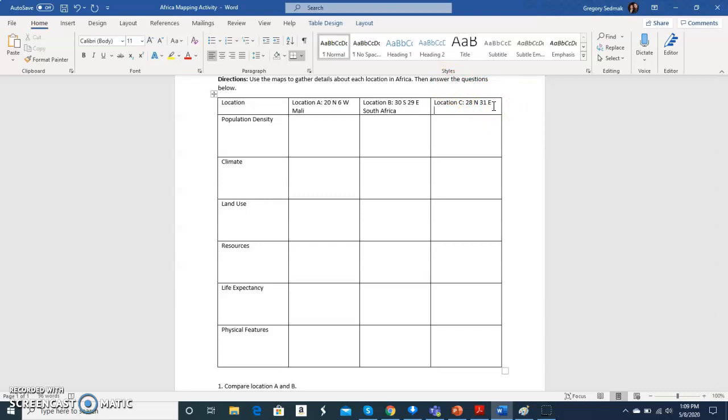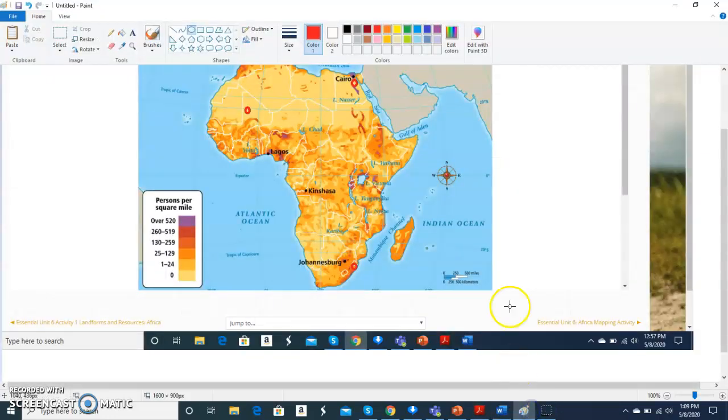Okay. And then you're going to find the last location. And the last location is 28 degrees north. So again, we're north of the equator, and 31 degrees east. But this time we are east of the prime meridian. So if I go to the map, I've plotted a red dot at that location.